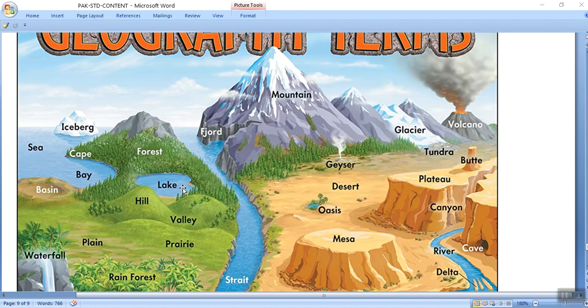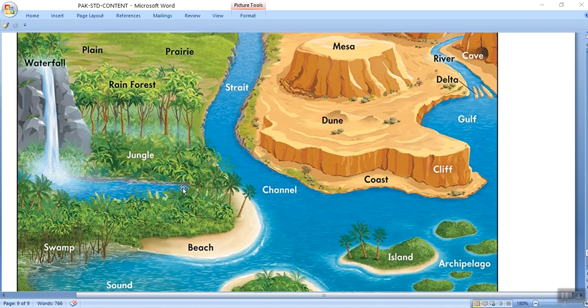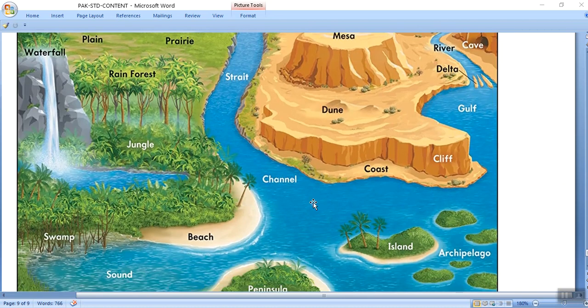Dear students, these are some of the geographical terms that you have to use in your explanation of the topography of land and others. I hope you have understood. Thank you very much.